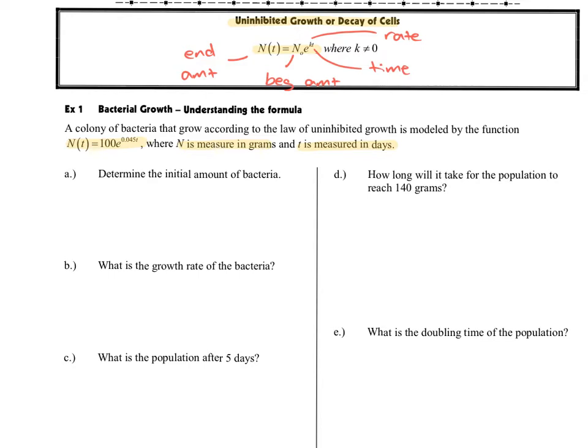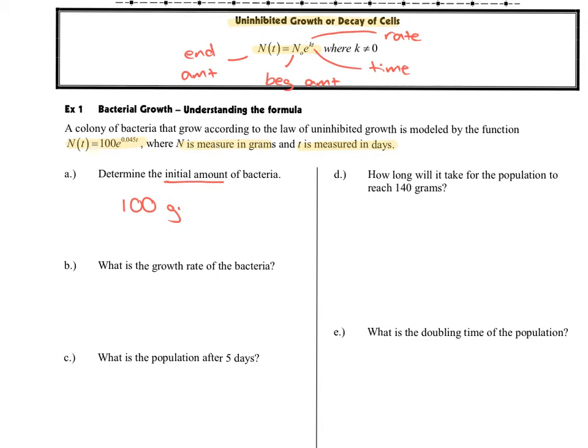So when it says what is the initial amount of our bacteria, that's our beginning amount. So really we're just looking for that 100, that coefficient right here. So our answer, we don't even have to do any computation. Our answer is 100 grams. And I know it's going to be grams because that's what the problem was in.